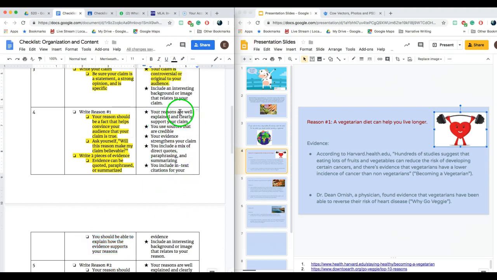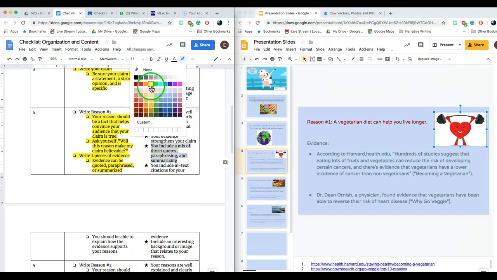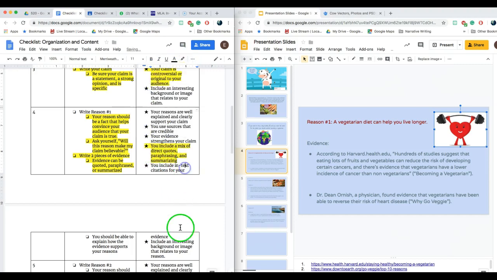Okay, are my reasons explained clearly? Did I use sources that are credible? Does my evidence strengthen my claim? I did use a mix of direct quotes, paraphrasing, and summarizing. So that's good. I did include in-text citations for my evidence. And I did include a background image that represents what I'm talking about. So I have that.